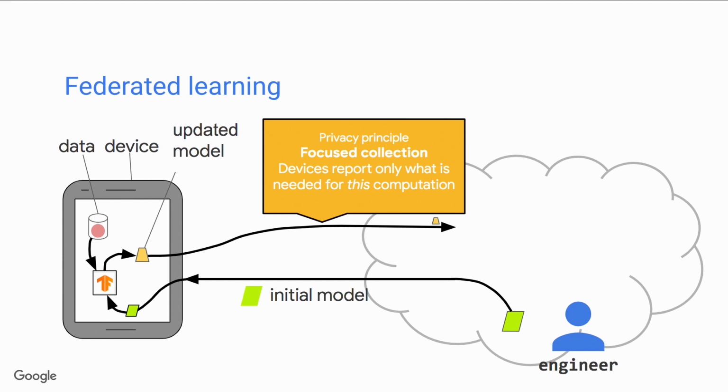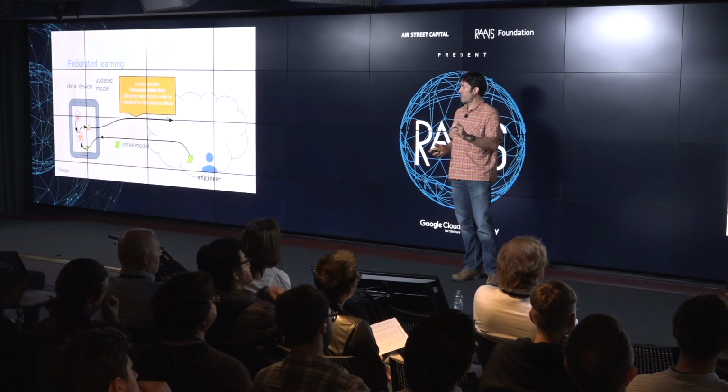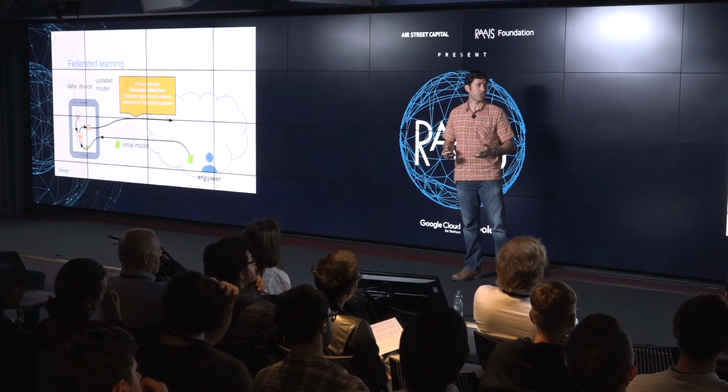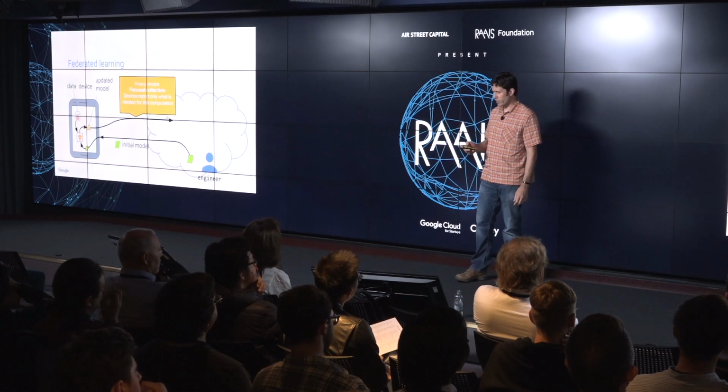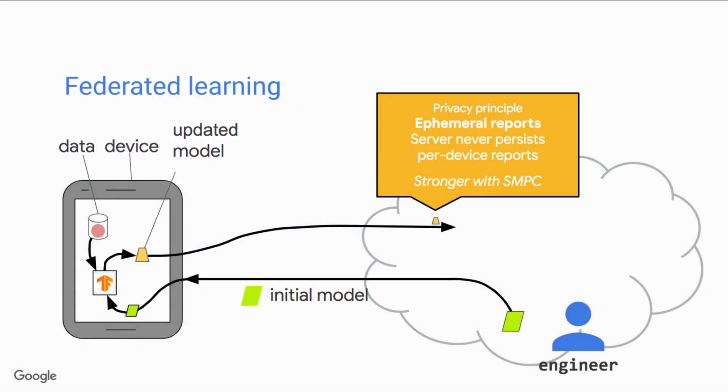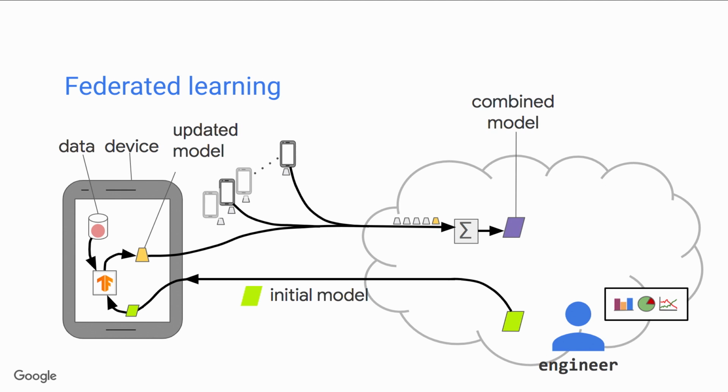So this is an example of the privacy principle of focused collection. We're only sending an update to the server for a very particular purpose, in this case, improving a particular generation of the global model we're trying to train with federated learning. Another privacy principle that comes out here is the notion of ephemeral reports, or essentially retaining data for the minimum amount of time necessary. We don't really need any individual update. We aggregate those together and apply them together to improve the global model. So we never need to persist those updates from an individual device. They're immediately aggregated in memory and used to improve the global model.